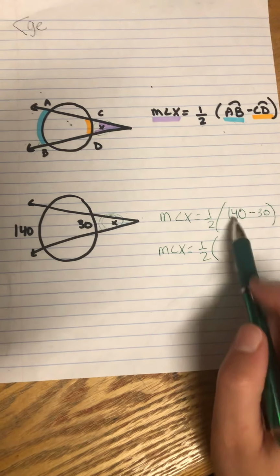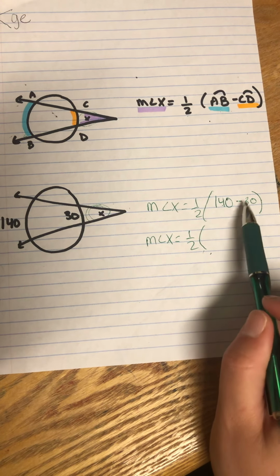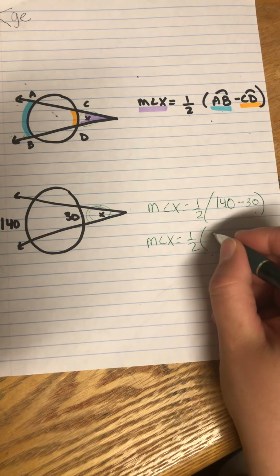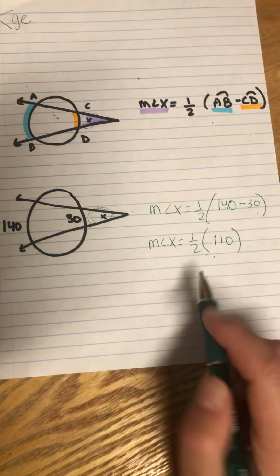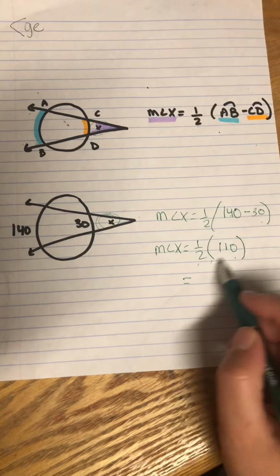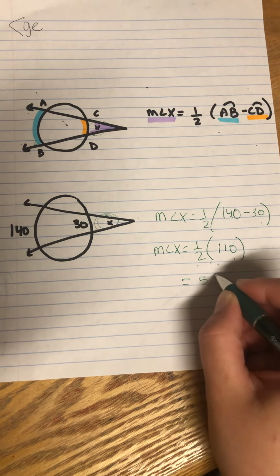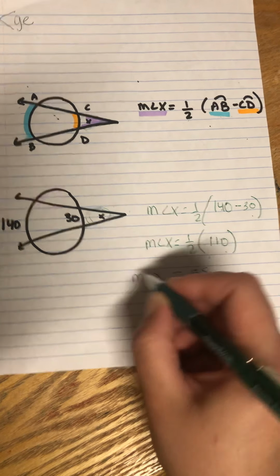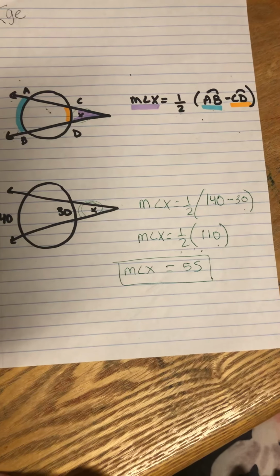Hold on, bud. Now we're going to do our algebra. 140 minus 30, I get 110. 1/2 of 110 is going to be 55. So the measure of angle X, my answer, is 55.